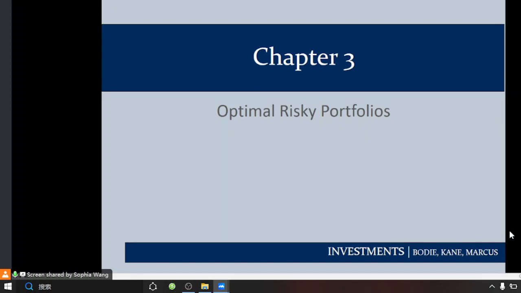And the second way is to use the indifference curve. We can draw a series of indifference curves, and according to different risk aversion, find your optimal point for how to allocate between risky assets and risk-free assets. Okay, so this is about yesterday's chapter 1 and chapter 2.